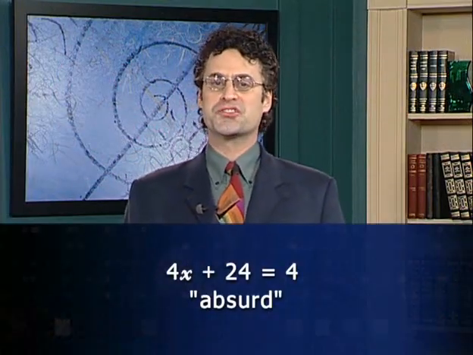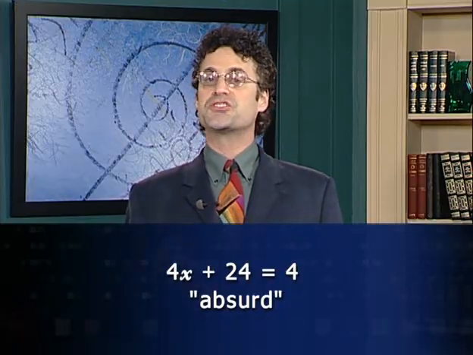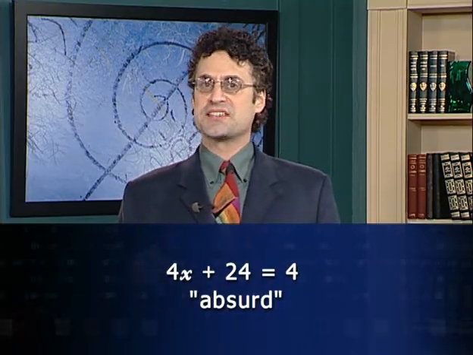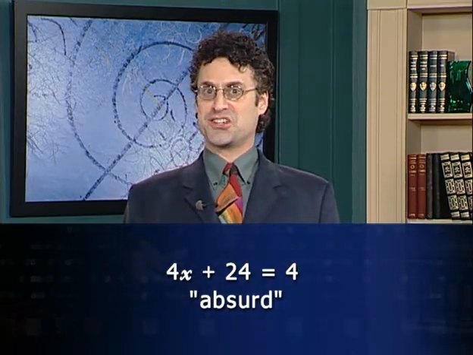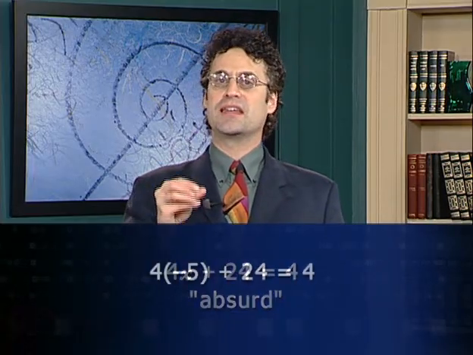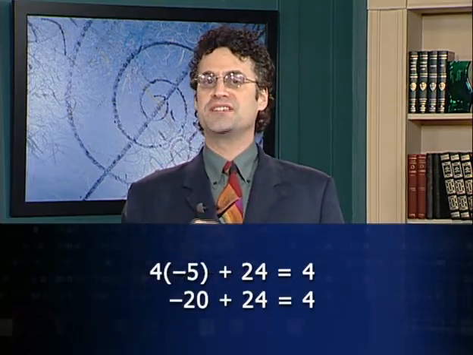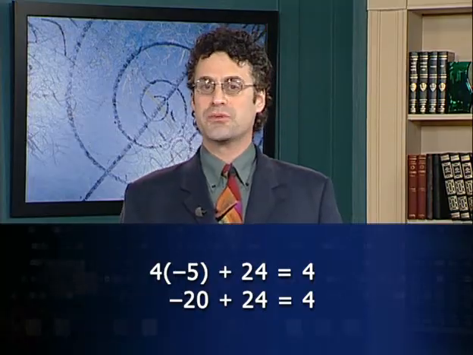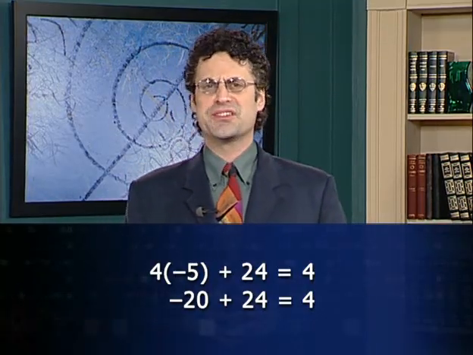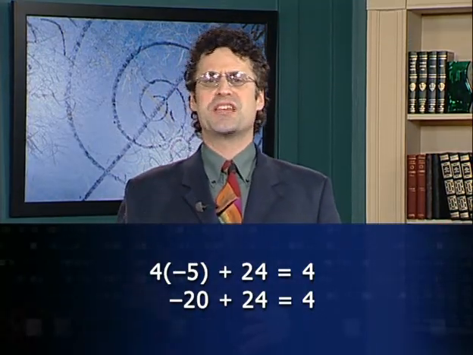In fact, he once called the equation 4x plus 24 equals 4 absurd, because the answer is x equals -5, and we can check that x equals -5 is the answer. If we plug in -5, 4 times -5 is -20, plus 24 equals 4. And -5 is negative. So, I mean, if, for example, that represented how many people?